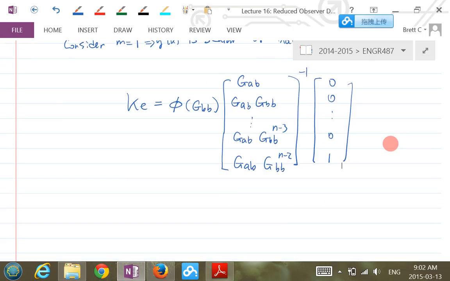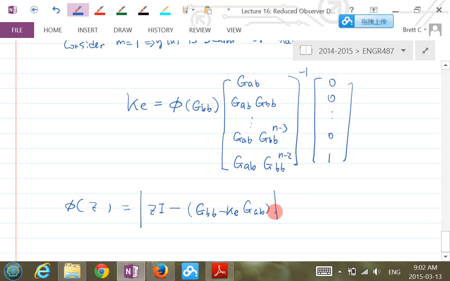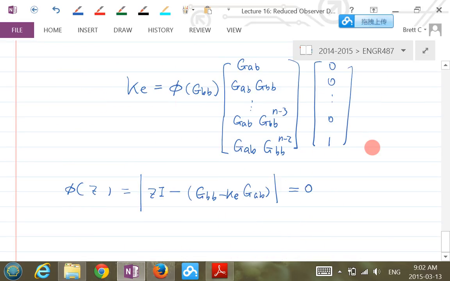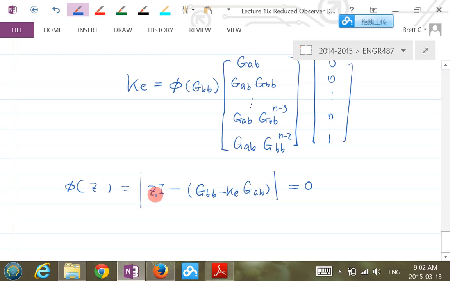And this phi here, this phi of a GBB, let's call it maybe phi of z. That's the characteristic equation of this observer loop. This is the system matrix here, and phi z is this. Once you get this, you replace the GBB over here. So this is going to be the so-called desired characteristic equation for the observer.